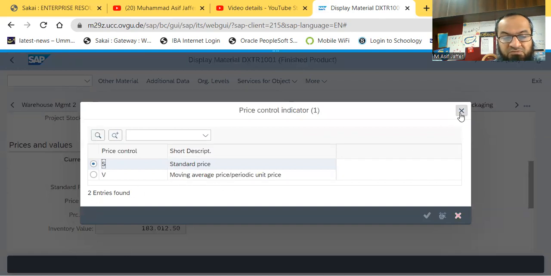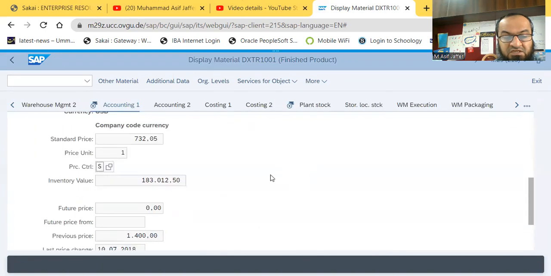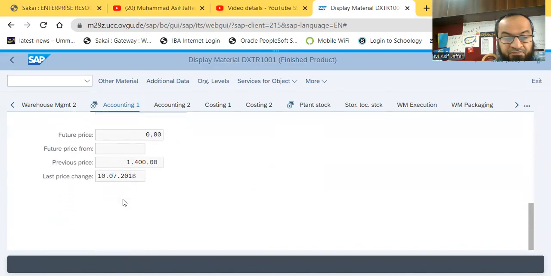So if the product is being costed at the standard price, then it is marked as S, and if it is being costed at the moving average price, it is marked as V. And there is a possibility of valuing at first in, first out, or last in, first out, but that has to be taken care of in the accounting 2 view, which is outside the scope of this description.